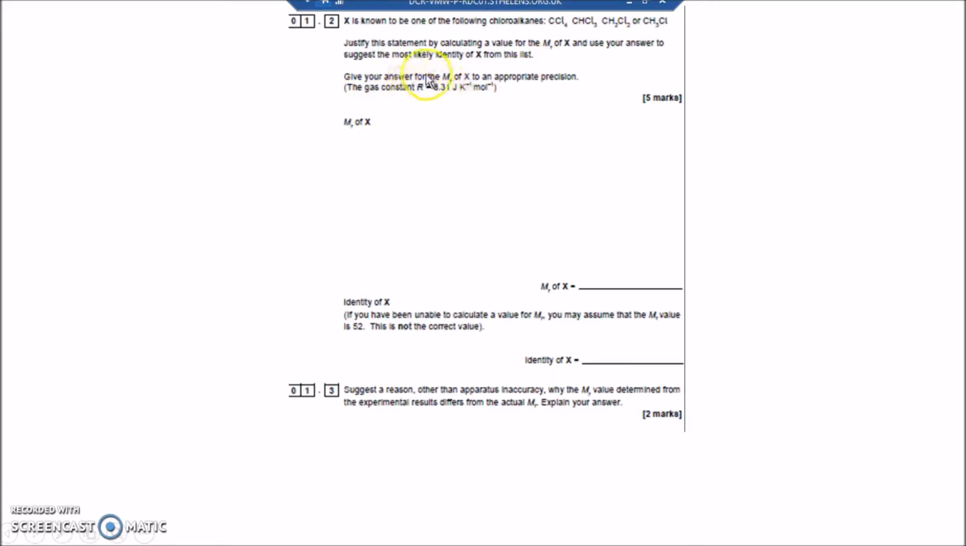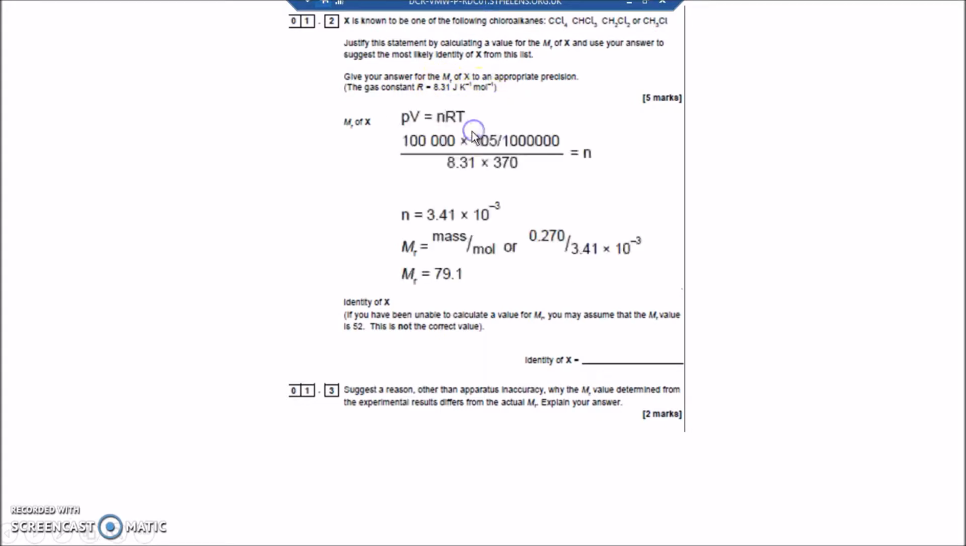So if you're given a gas constant, you can use PV equals nRT, where you've got pressure, you've got volume, n is the number of moles, you've got the gas constant R, and you've got the temperature in Kelvin. So PV equals nRT. So you could rearrange that. We've got to try and work out n, the number of moles. How do we know that?